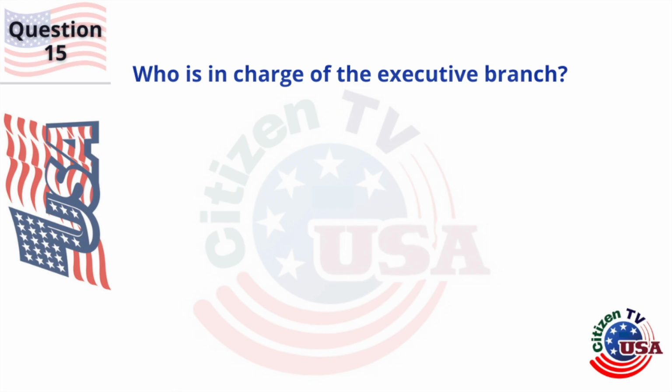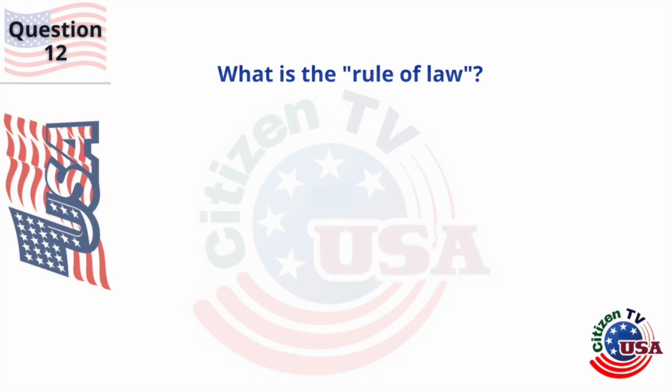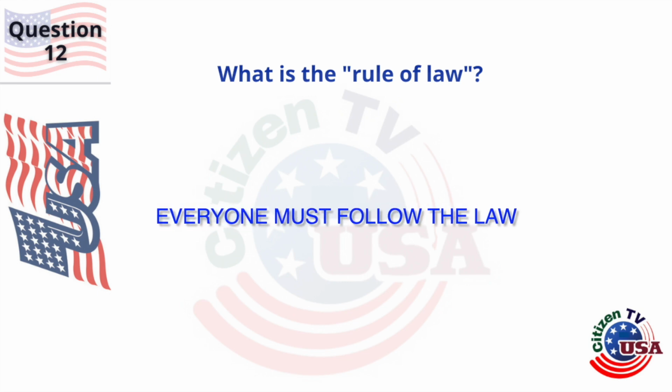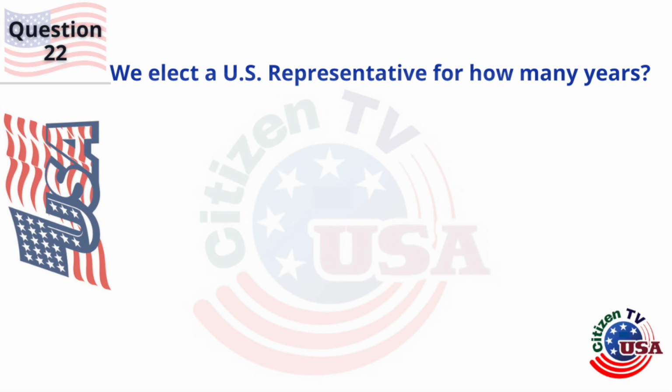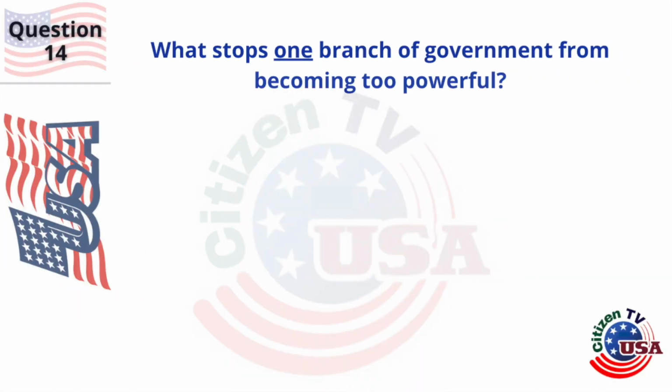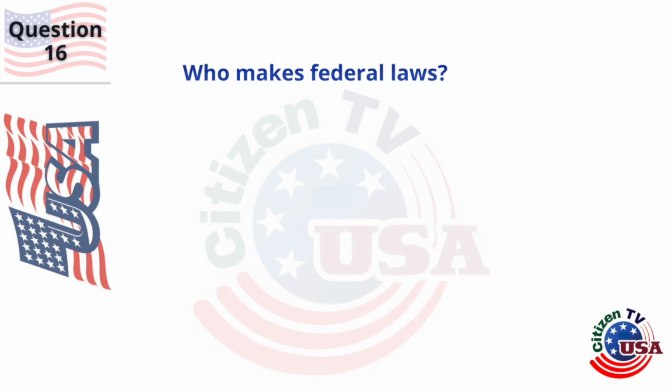Who is in charge of the executive branch? The President. What is the rule of law? Everyone must follow the law. We elect a US representative for how many years? 2. What stops one branch of government from becoming too powerful? Checks and balances. Who makes federal laws? Congress.